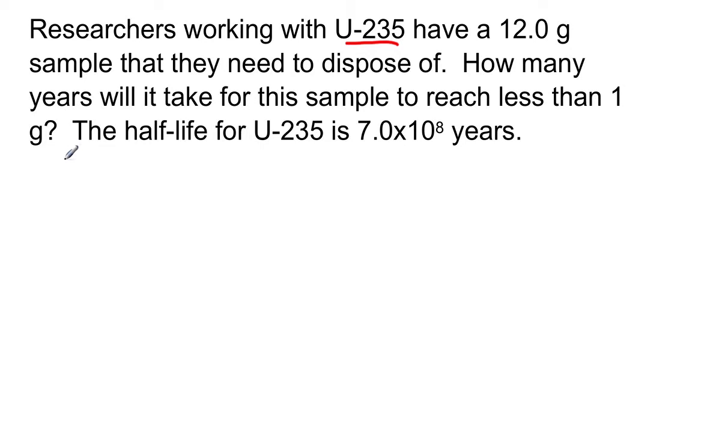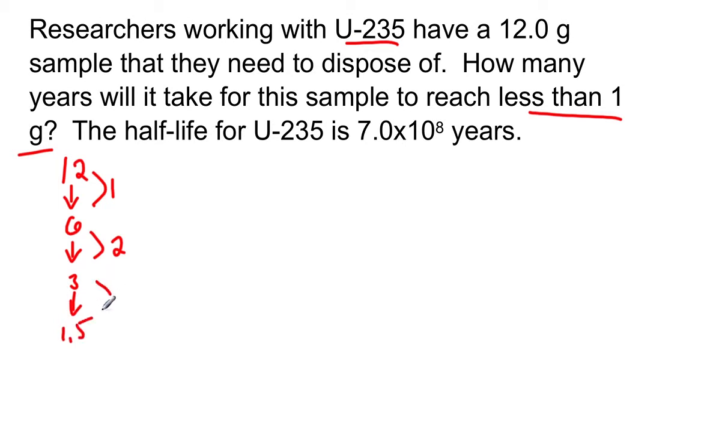So we start with 12 grams. We cut it in half, get to 6. That's one half-life. Cut it in half, get to 3. Two half-lives. Remember, we want to keep going, so we're less than 1 gram. Cut it in half again, 1.5. Three half-lives have passed, and we're still above the 1 gram mark. Finally, cut it in half, 0.75. That's the fourth half-life. So now we're at an acceptable level for this particular problem. We know we wanted to get under 1. We are, and it took four half-lives to do it.